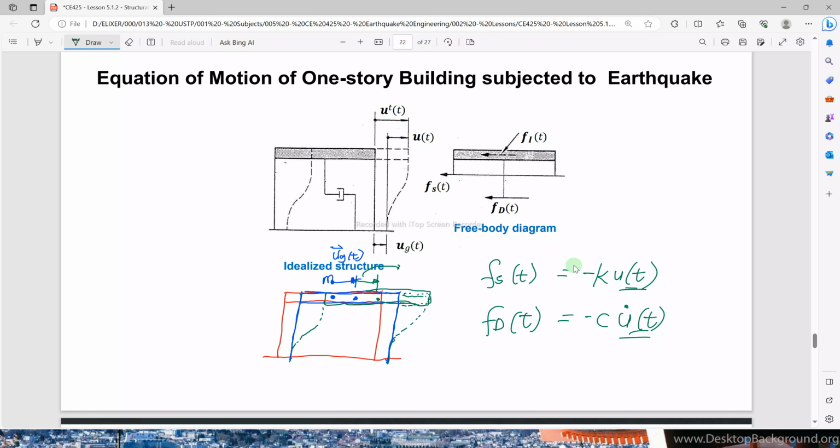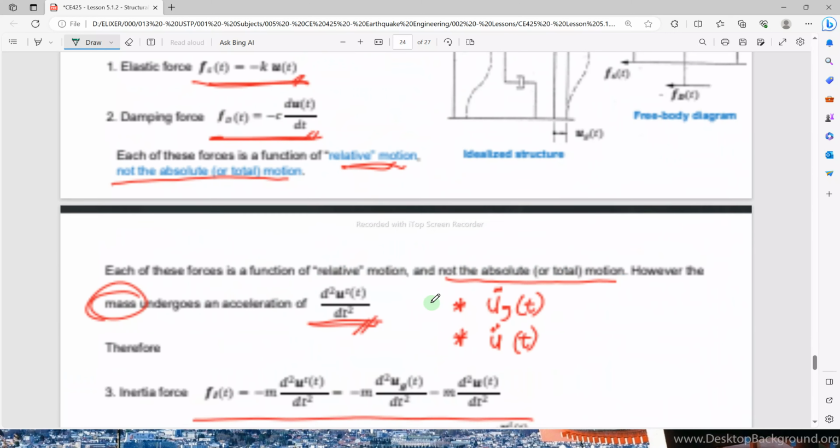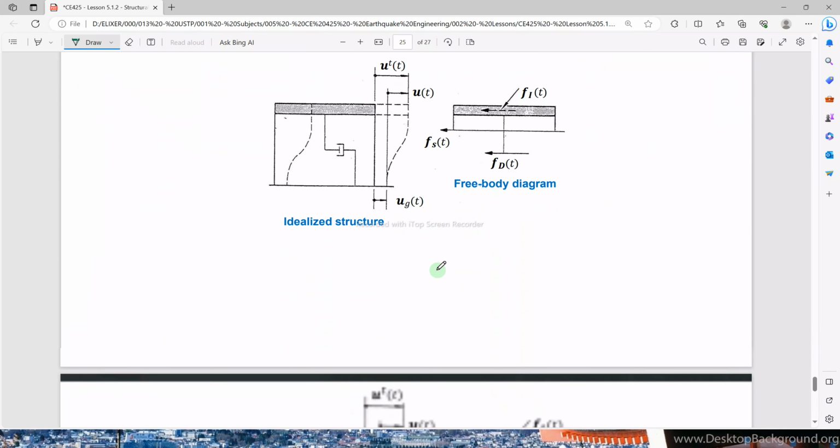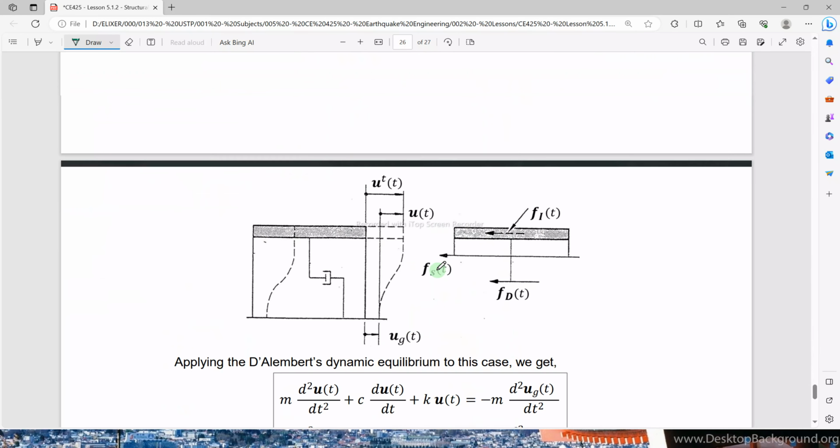This is the u of t nga displacement. So to get the total inertial force, so there is an inertial force due to the ground displacement, and then there is an inertial force due to the lateral displacement of the structure. So mo na siya nga maong si inertia force is absolute. So mo na dito siya.